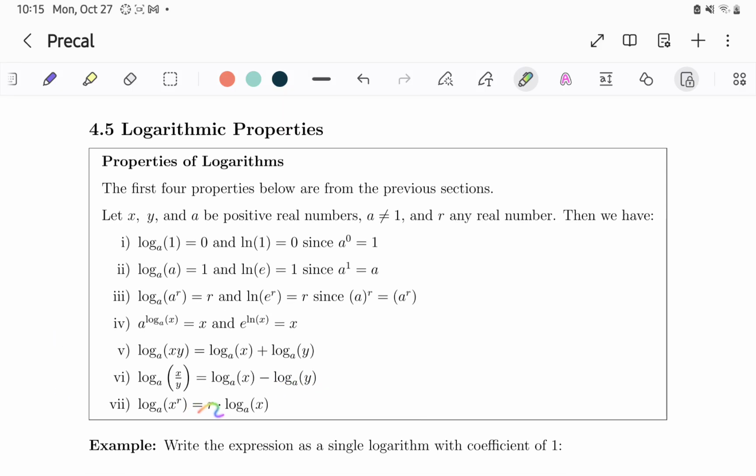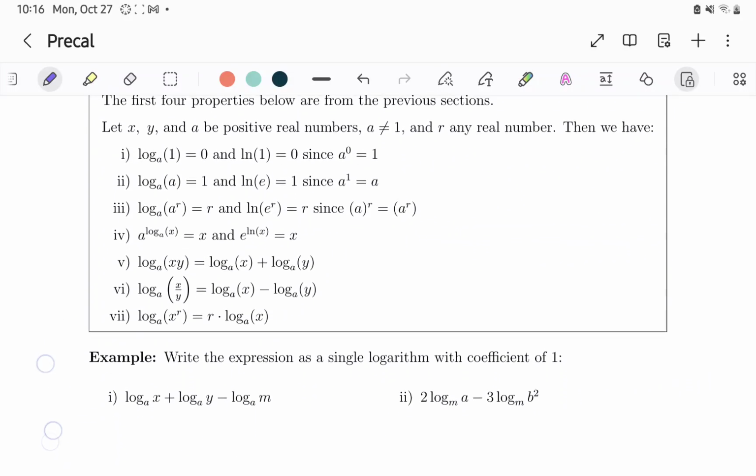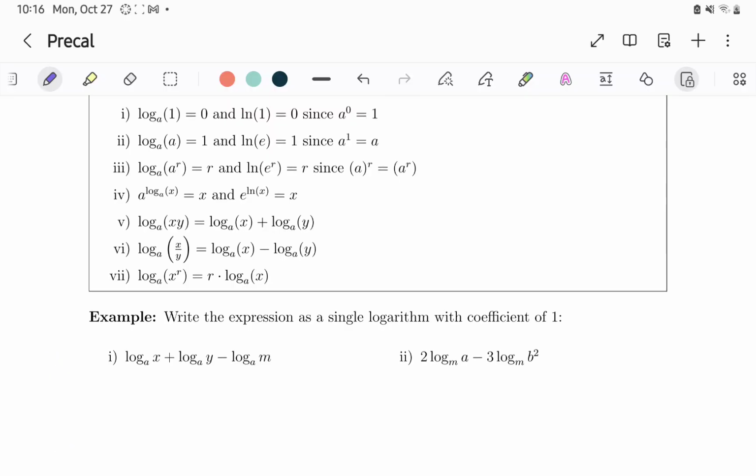And then lastly, we have a generalization of the power property. Our last property says log base a of x to the r is equal to r times log base a of x. All right, and now let's get into our examples. In these examples, we are going to be given an expression involving logarithms, and we are going to use the properties above to write the expression as a single logarithm with a leading coefficient of 1.